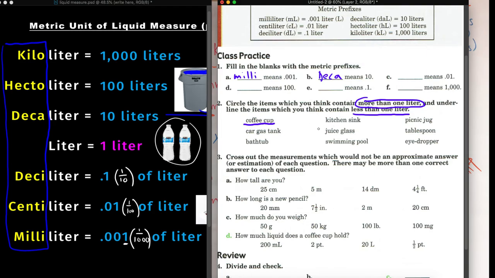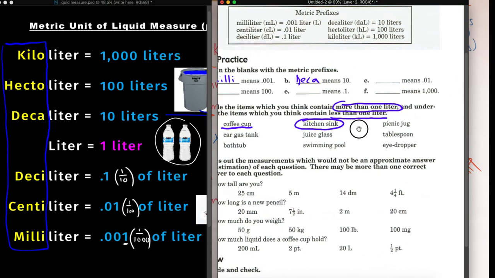Next one, a kitchen sink. If you filled up a kitchen sink with water, do you think that water would be more than 1 liter or less than 1 liter? Would it be more than 2 water bottles or less than 2 water bottles? Probably a lot more than 2 water bottles, right? You can fill a lot of liquid in a kitchen sink.